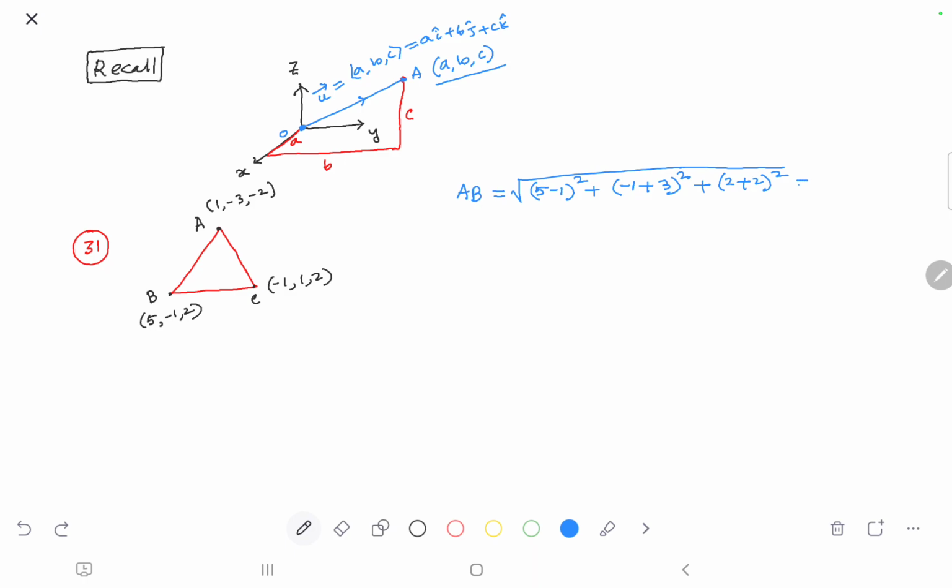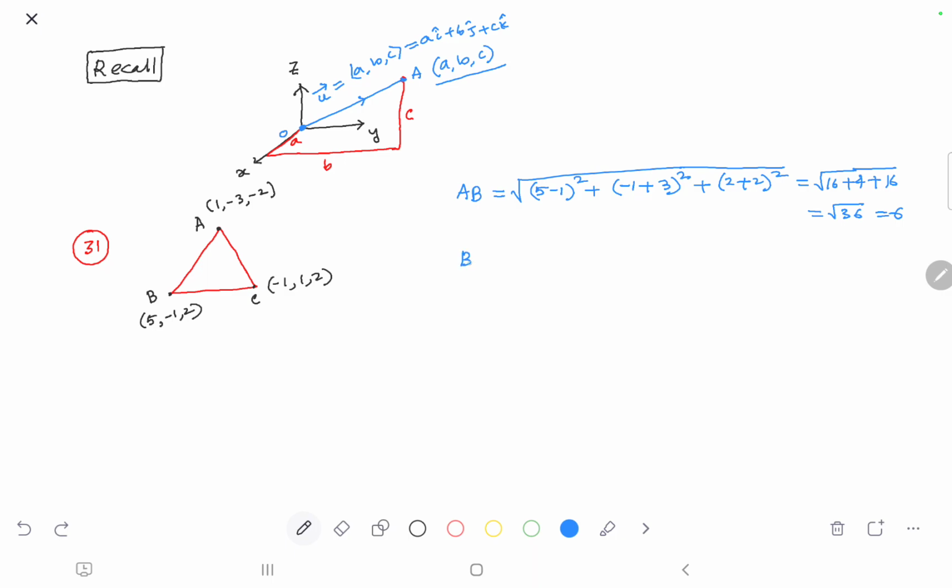After simplification, what do you get? This is 4 square, this is 2 square. So 4 square means 16, and 2 square means 4, and then again 4 square means 16. So this will be basically 36. So square root of 36 means 6.